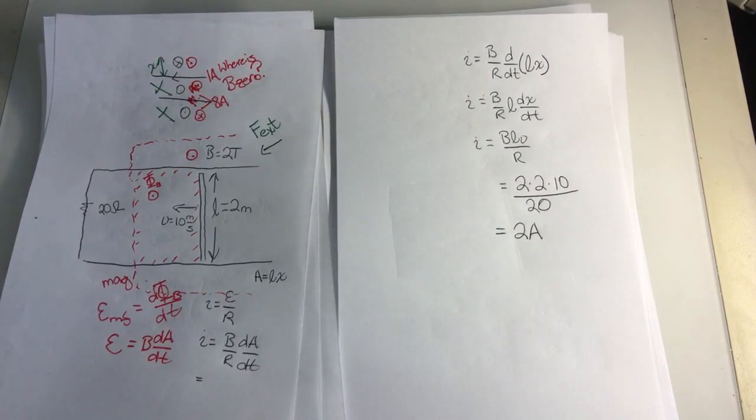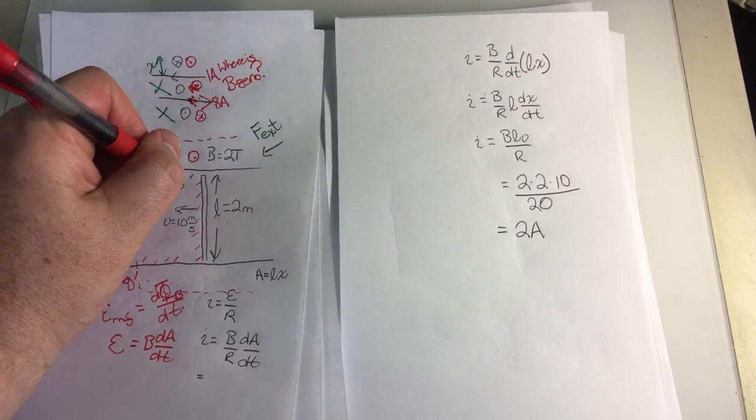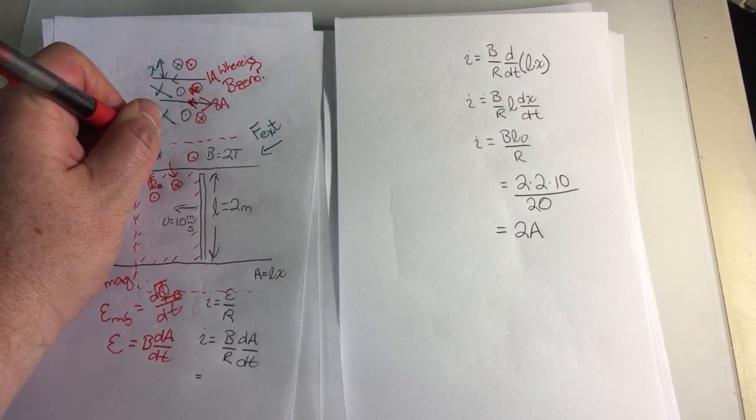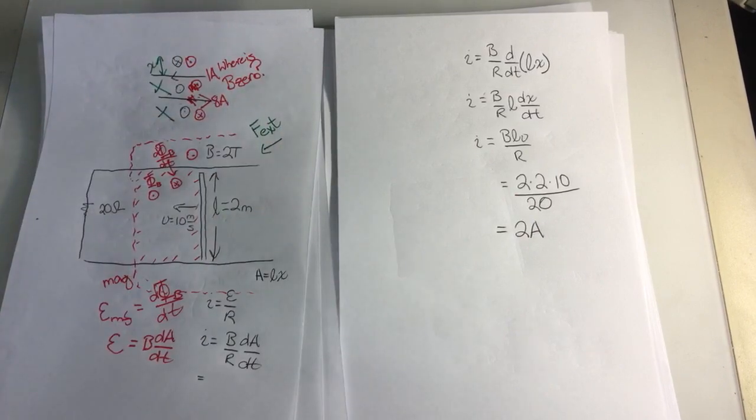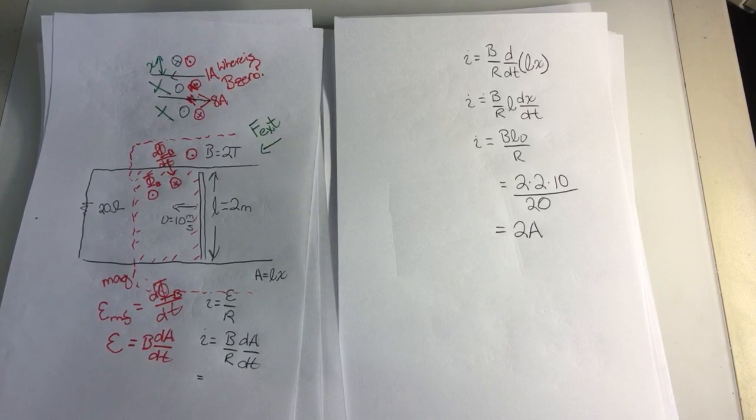If the bar is closing the area, if the area is decreasing, the change in magnetic flux has to be into the page, because the amount of magnetic flux going through is decreasing. If the bar was getting wider, the change in magnetic flux would be in the same direction as flux. Closing area, opposite. Opening area, parallel.